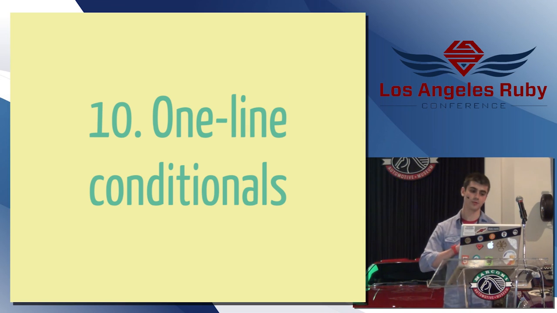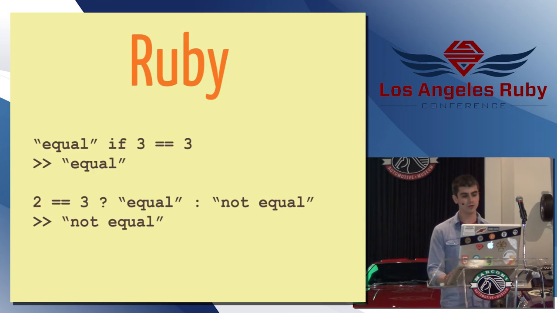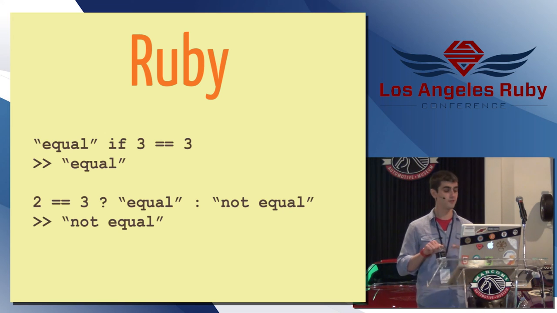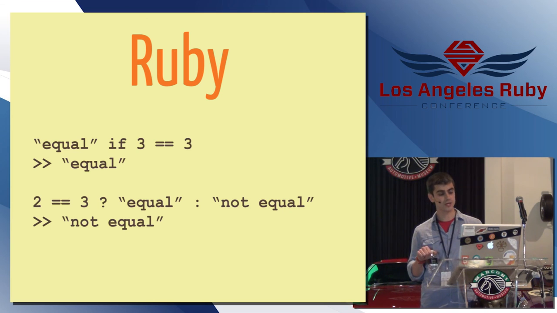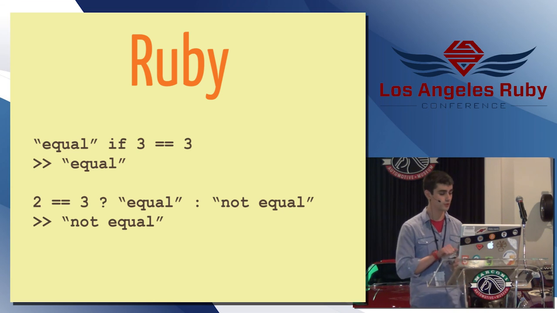Number 10, each language supports some cool stuff for one-line conditionals. In Ruby, if you want a one-line if, you put the if at the end of the line, so you can say equal if 3 equals 3. In this case, of course, they're equal, so it will output equal there. And then you can use JavaScript-style syntax to have an entire if-else statement on one line. So this one is 2 equal to 3, if so, equal, otherwise, not equal. Of course, this will return not equal.